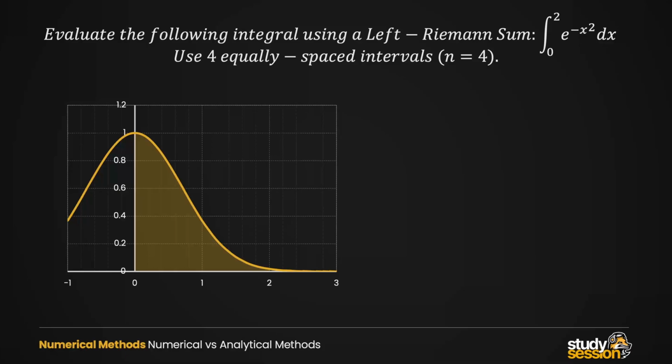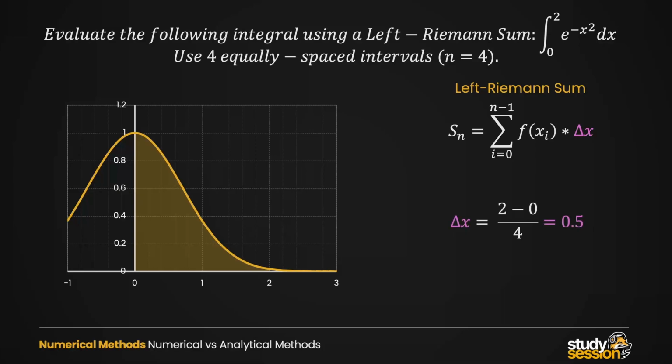So, let's use a version of the Riemann sum called the left Riemann sum. The formula is presented here. The width of the total interval is 2, from 0 to 2. So the width of each rectangle will be 2 over our number of intervals, which we are told is 4, therefore our delta x is 0.5. This is the width of each of our rectangles.